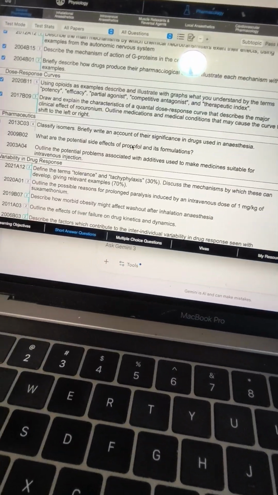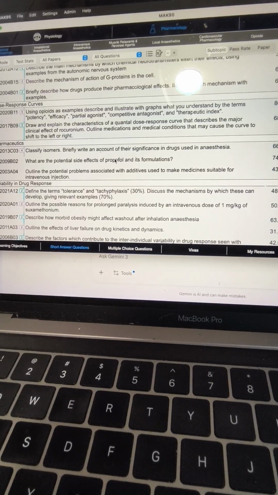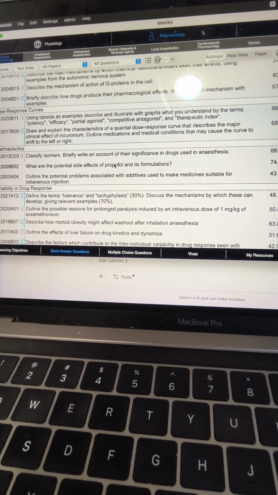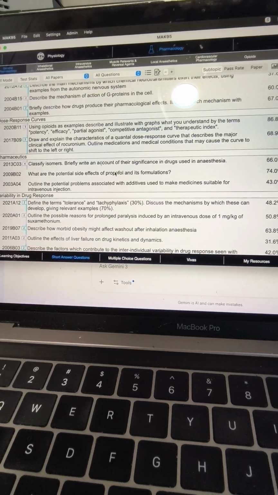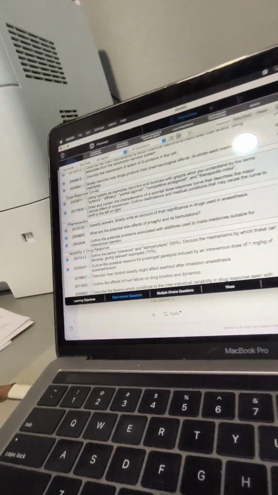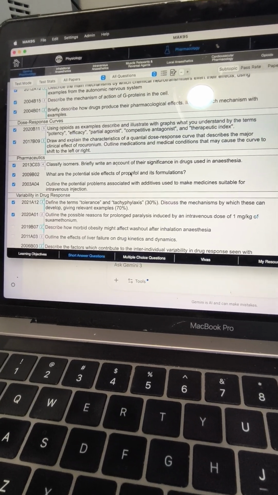Alright, the next question is: draw and explain the characteristics of a quantal dose response curve. Describe major clinical effects of ROC. Outline medication and medical condition that may cause the graph to shift left and right. So these are two parts of the question.